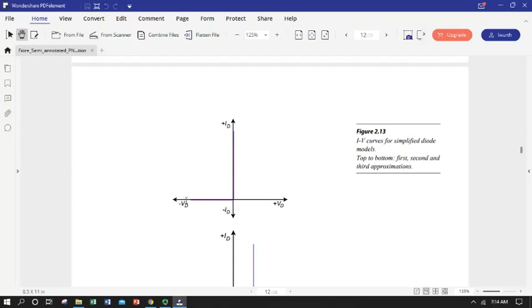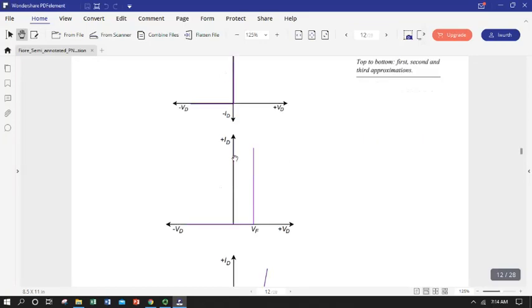So if we're applying reverse bias voltage, there's no current. Current zero. As soon as we apply forward bias, current's infinite. The switch is closed, so it's an open circuit or a closed circuit, nothing else.